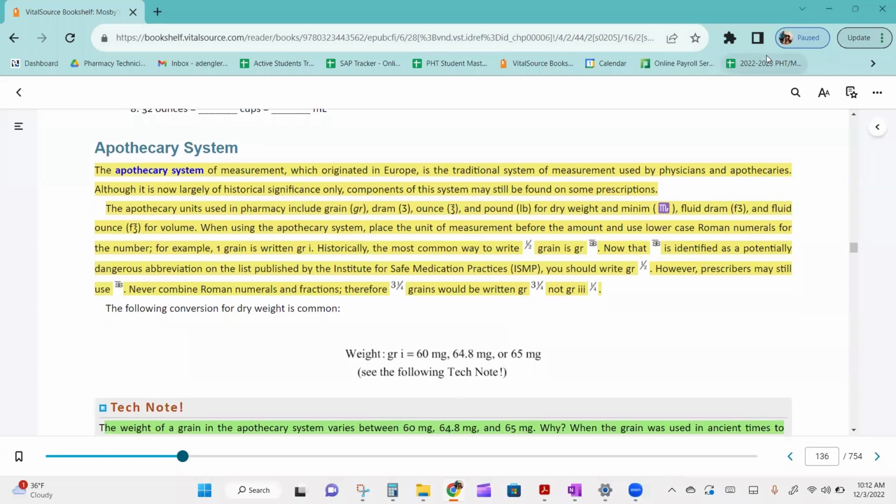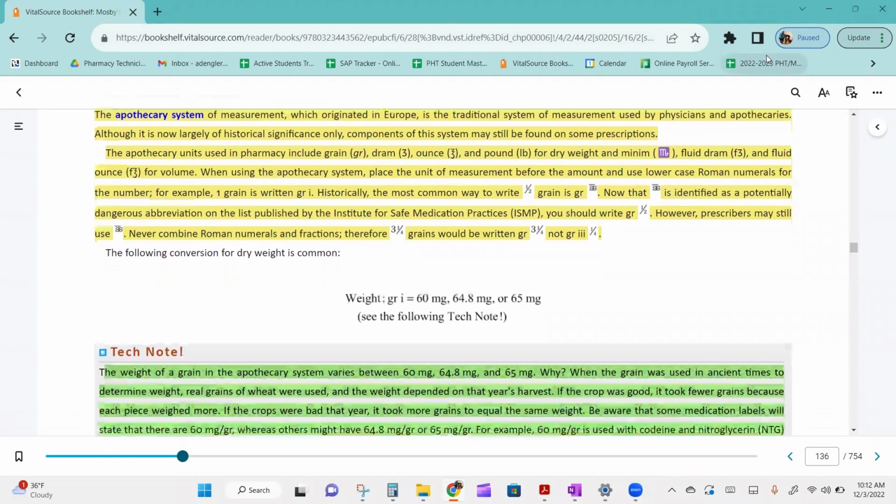Okay, so now we'll do some examples from the apothecary system.